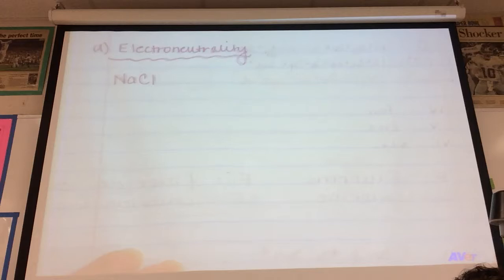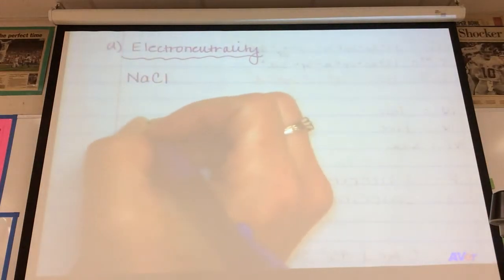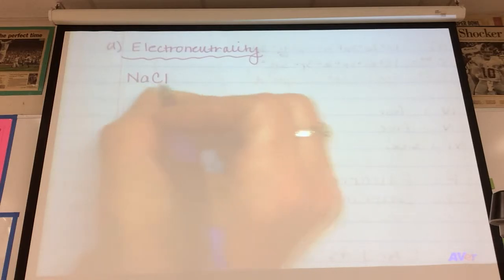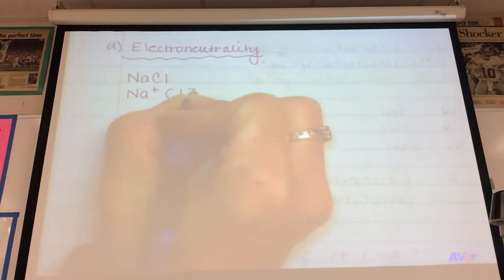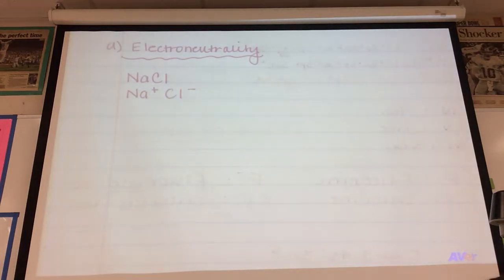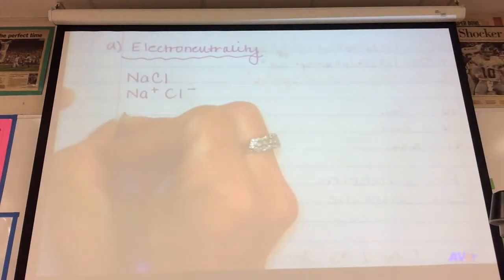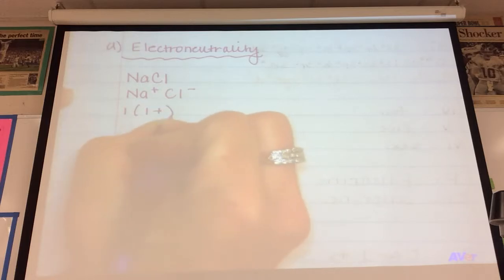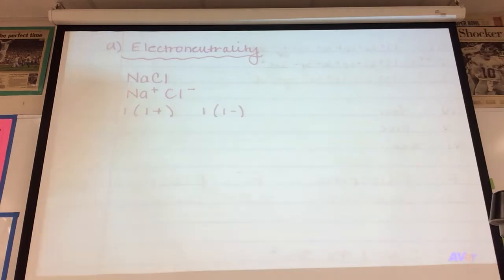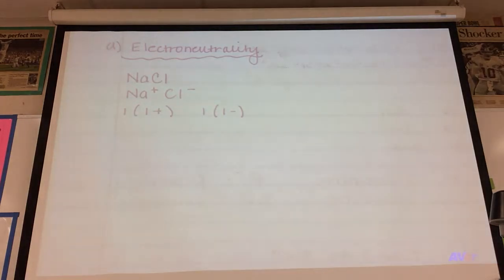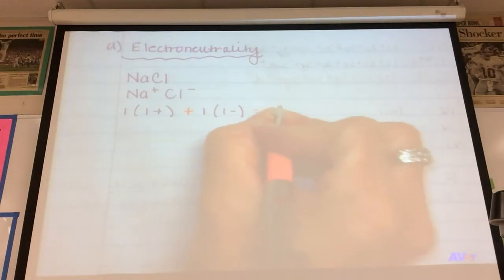Don't want too much salt in your diet, not especially good for you. This is an ionic compound. The ions that make up this compound are sodium ion and chloride ion, and you'll learn how to determine that next time. We have one sodium ion with a 1+ charge, and we have one chloride ion with a 1- charge. If I add those together, the sum is 0.